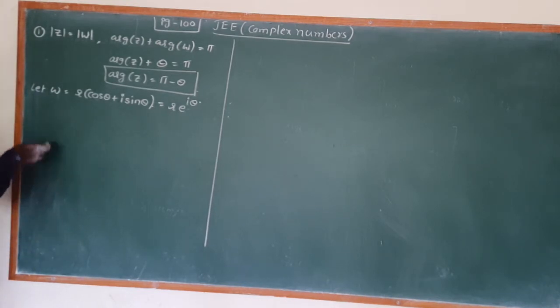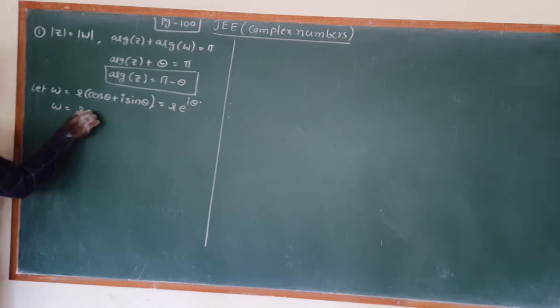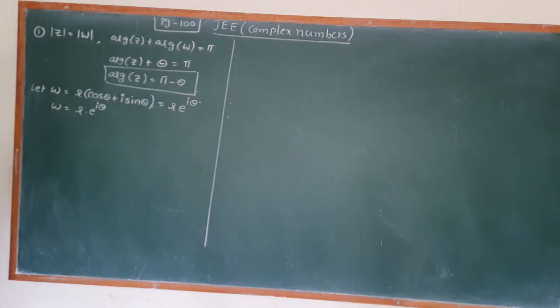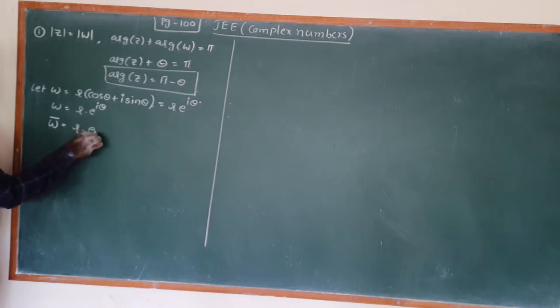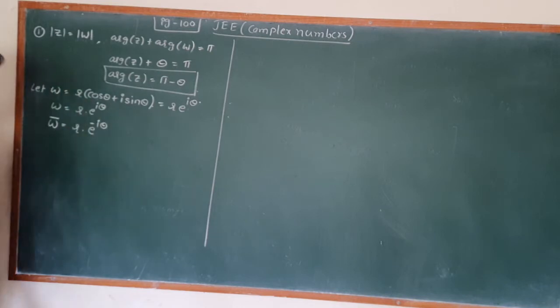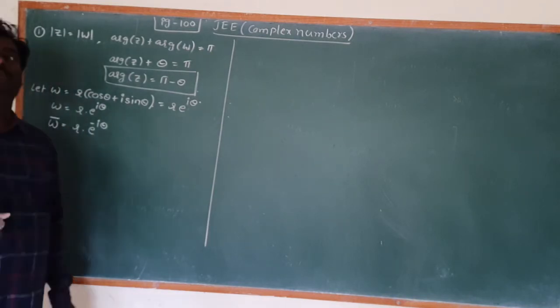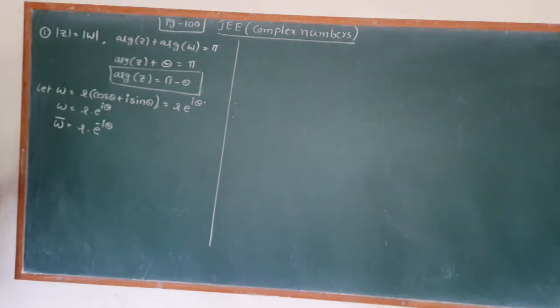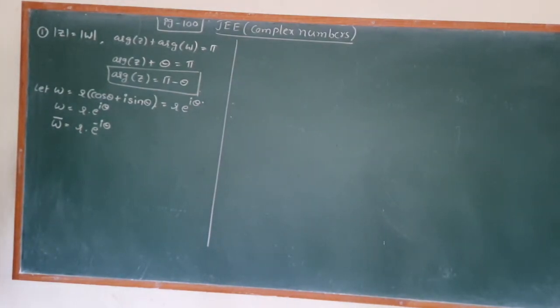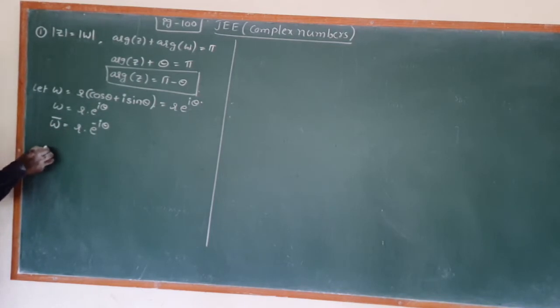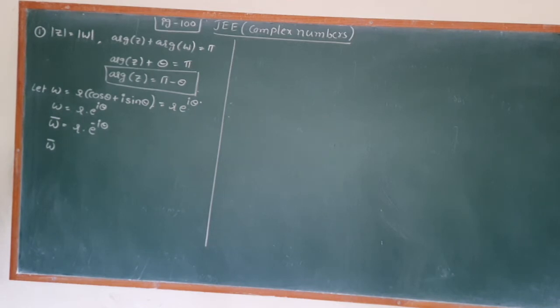Here omega equals R into e power i theta. Then omega conjugate equals R into e power minus i theta. Why? Because conjugate means the sign of the imaginary part is changed, that is omega bar. So omega bar equals R into e power minus i theta.